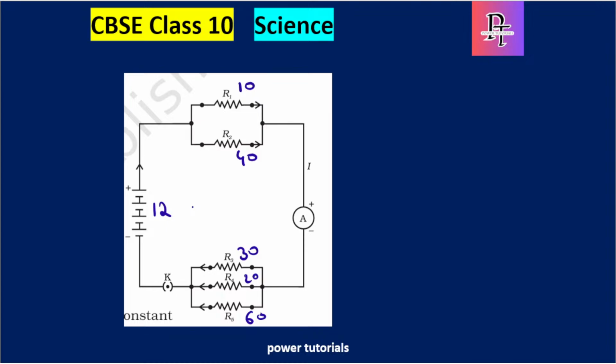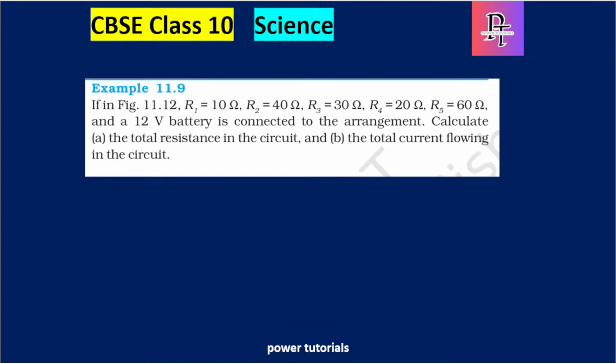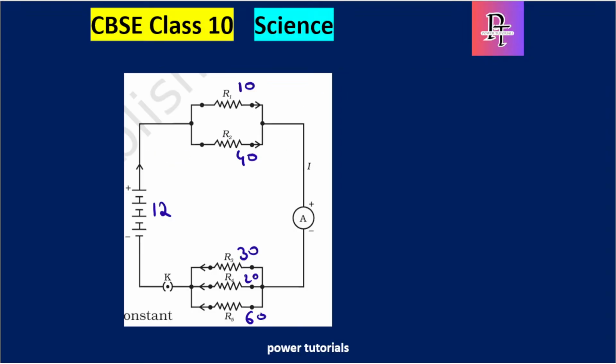Okay, so let's see what they are asking. They're saying calculate the total resistance. So simply they are asking for the total resistance. Before finding total resistance, if you notice, here we have two resistors in parallel and here three resistors in parallel, and if you combine these two circuits, it will be like this resistance in series with this resistance. So let's find out this effective resistance first. So this circuit I can replace as something like this.